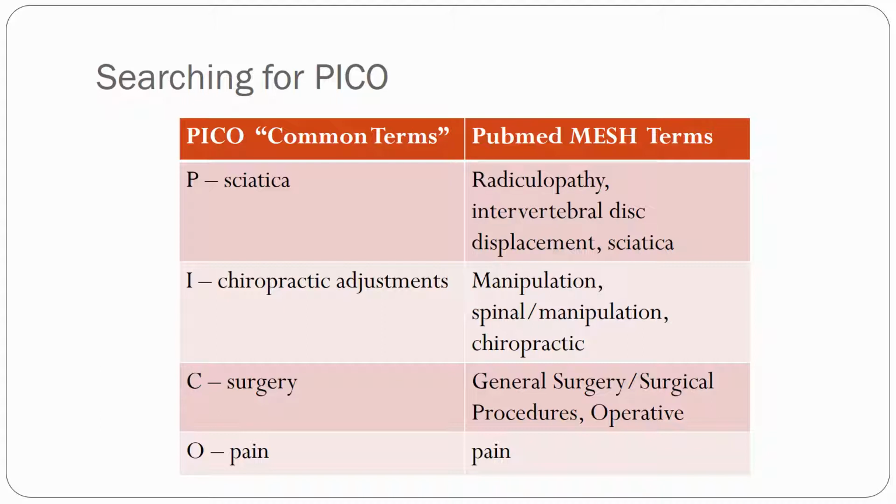go to PubMed next, and we'll find out that there are different terms that PubMed uses for each of these concepts. So for sciatica, PubMed sometimes uses the terms radiculopathy, intervertebral disc displacement, or sciatica. Sciatica works as well. And in PubMed, there's something called MeSH, medical subject headings. And I'll show you in a literature search here in just a few moments how all of this looks.